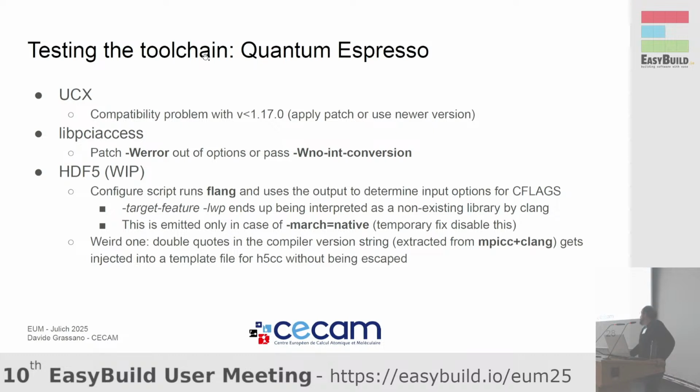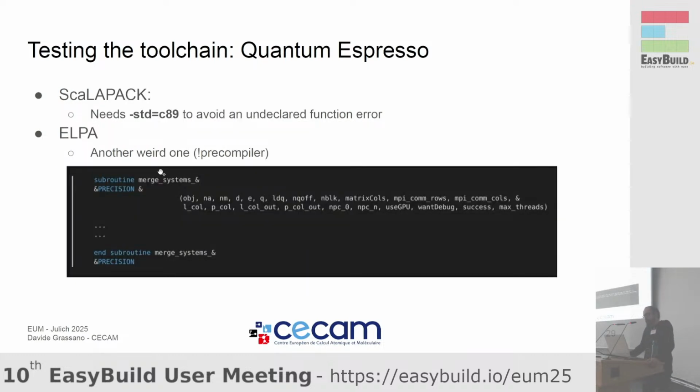And after that, I decided, okay, I want to try to at least get to some scientific code for this presentation. So I stopped working on HDF5 and decided to go with QE without HDF5. Then we moved toward the actual LFOS toolchain. Another problem was the fact that ScaLAPACK was giving some undeclared function error, and this was just about setting the C standard to 89.